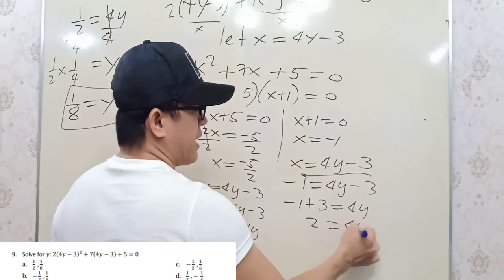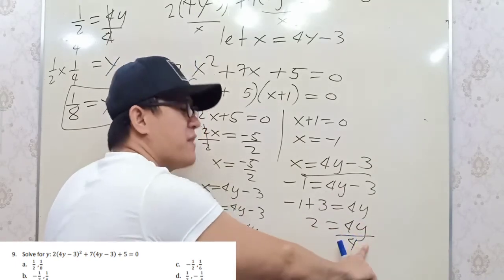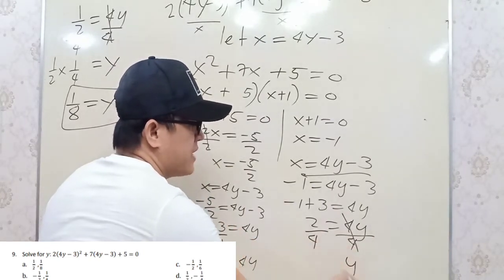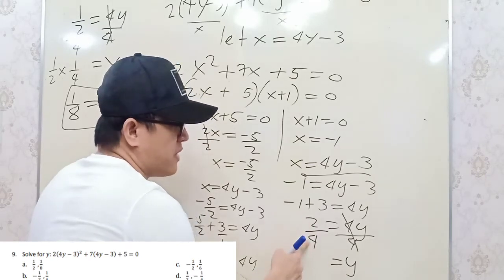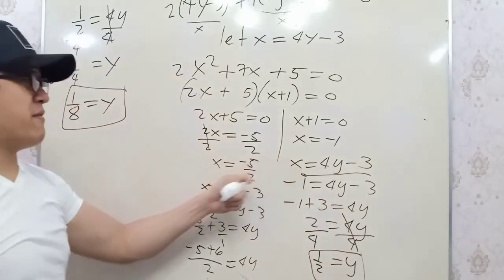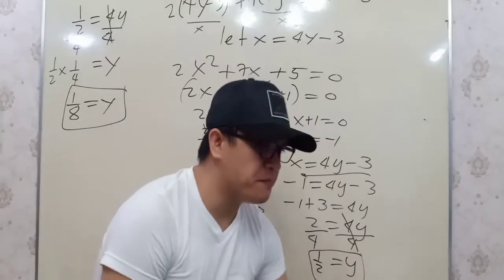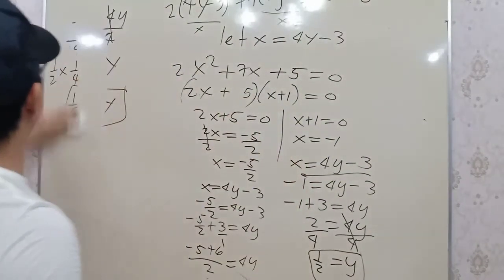And then, this is negative 1 plus 3. That is 2, 4y. So, divided by 4, kung ano yung number dun sa numerator, sa may variable, yun yung divisor natin. And then 4, cancel that. So, y is equal to, divided by 2, kasi 2/4 is also equal to, divided by 2, we have 1/2. Okay? 2 values of y kasi 2 values of x tayo. So, 1 is 1/2, 1 is 1/8. Okay? There we go. Next, number 10.